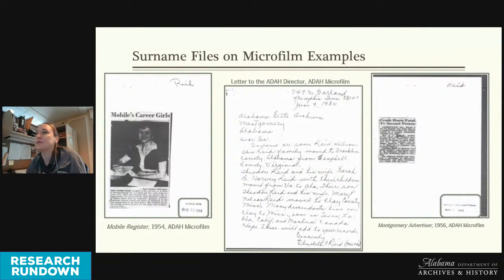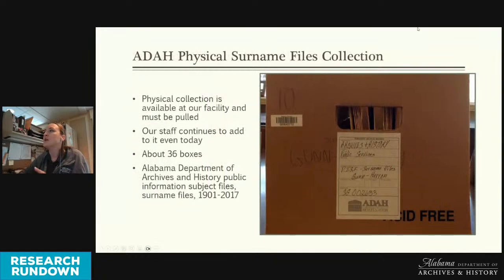So some more examples here. You've got the Mobile Career Girls. You can see it still is going to give information about where it came from. Here's another letter to the director. And then here is another one from the Montgomery Advertiser where someone has been injured in a crash. And so, these are typical examples of what you would see in the surname files.